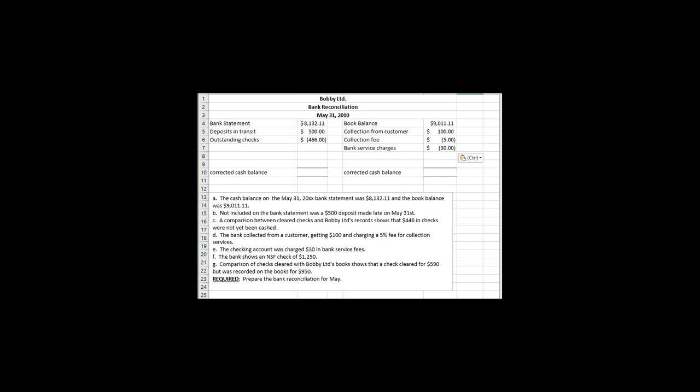All right, F, the bank shows an NSF check of $12.50. That means a check that bounced. So the person that wrote Bobby that check and Bobby deposited it, they didn't have enough money in their account to cover it. And so the bank returned it and said, sorry.